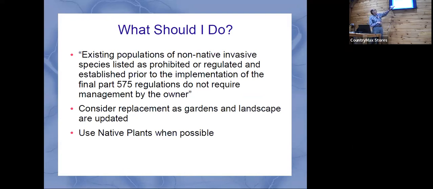So what I'll recommend is that you consider replacing it when you're refreshing landscaping or whatever, and I'll give recommended replacements for all these, including, when possible, native plants. But it's not like you have to go to your yard this summer and take out every invasive you have. But you might just want to think about slowly trying to get rid of everything that is there.